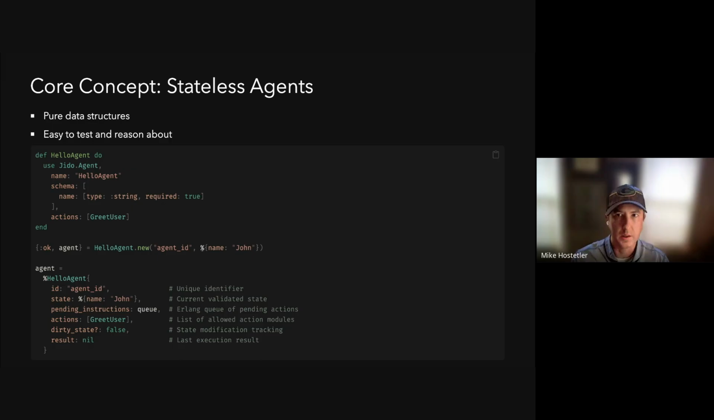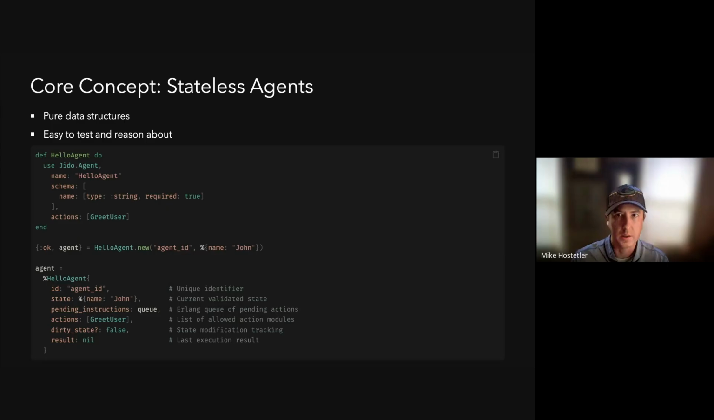So I'm passing in my initial state as the second parameter. And what you get back is a struct: the unique ID, that state, then some metadata to handle how that agent operates internally and what that most recent result is. And so there is an instruction queue, so you can plan an agent and begin passing around a data copy of that planned agent using an Erlang queue, and have it queue up the instructions that should execute, and then the actions that are allowed, dirty state, and then what that last execution result was.